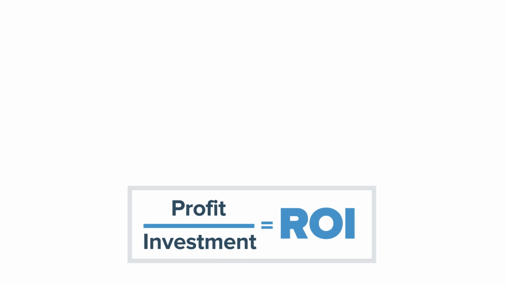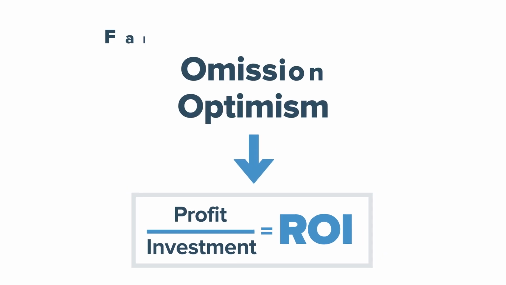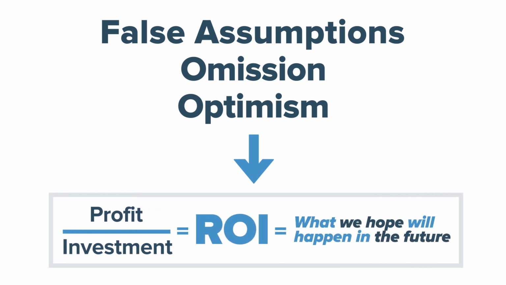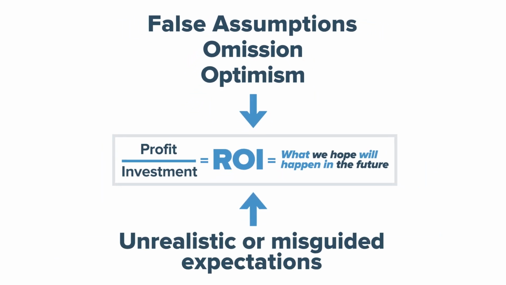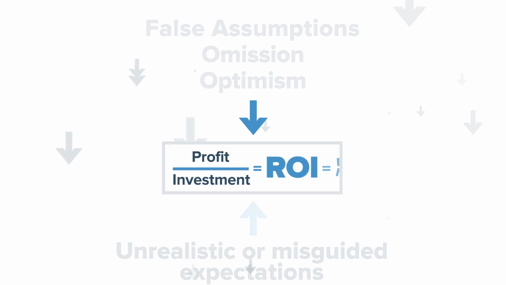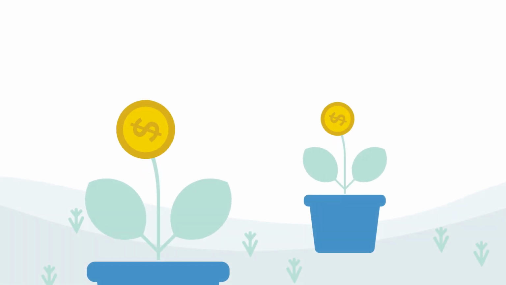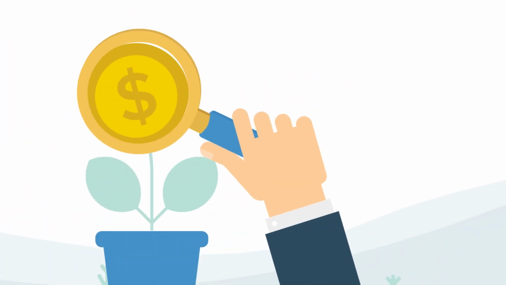Another thing worth mentioning about ROI is that the profit and investment figures are subject to all kinds of human errors like optimism, omission, and false assumptions, especially when calculating the projected ROI, which is essentially predicting what we hope will happen in the future. Nobody really knows the future, and it's not uncommon for us to have unrealistic or misguided expectations about how the situation will actually play out. Like any calculation, the result is only as valid as the numbers you input. But in the case of ROI, it's easy to ignore some crucial variables when calculating both your potential profits and your initial investment amount.